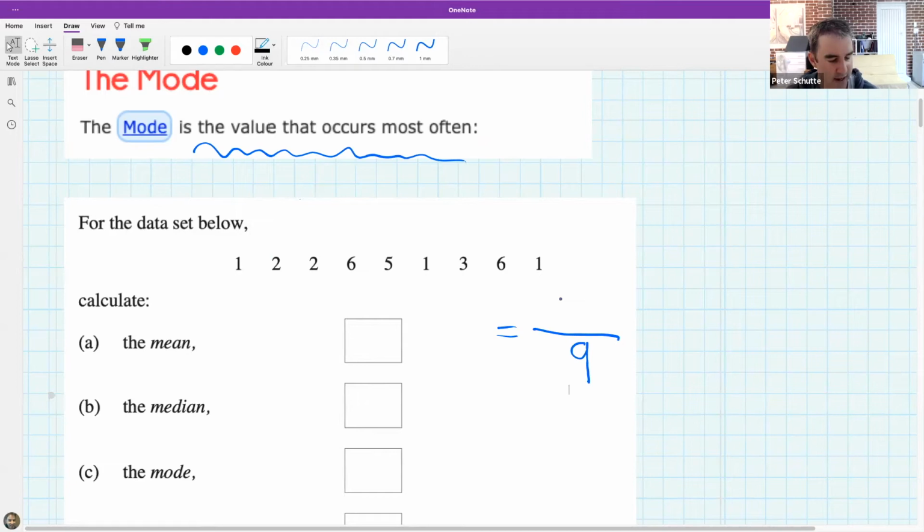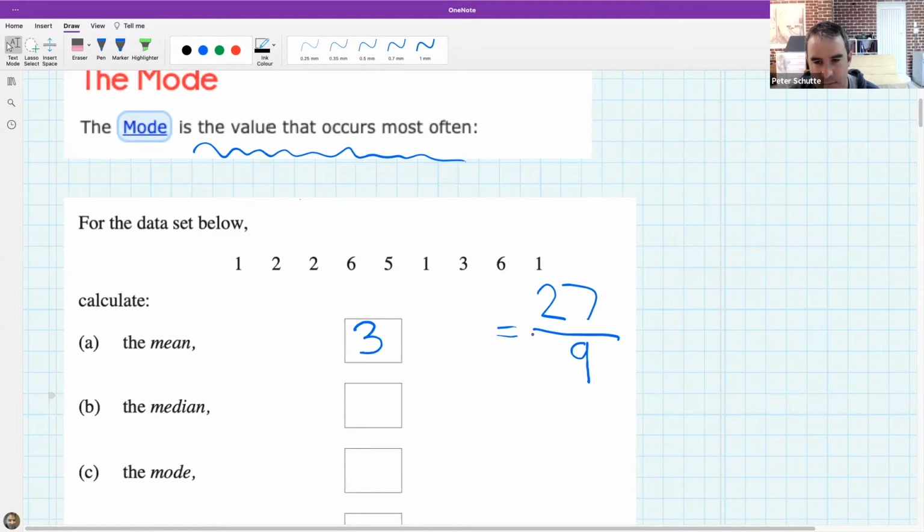So I know there's 9 items in total. The question is, what is the sum of all the items, and will that help me get the answer? I see some answers coming in there. So if I add up all these items, I get 27. 2, 3, 6, 7, 8, and I got 9 items in total. And so I get a mean of 3. So A should be 3.